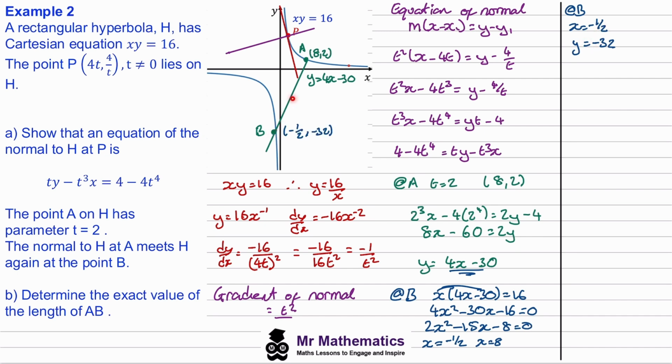Okay, so now we need to work out the length of A to B, and we can do this using Pythagoras' theorem. So now if I sketch this right angle triangle, we know the base will go from negative 1/2 to positive 8. This will be 8.5. And we know the perpendicular height will go from negative 32 to positive 2. So this will be 34. So AB will be the square root of 8.5 squared plus 34 squared. We can work this out and we get the exact solution of 17 root 17 over 2 units. Okay?